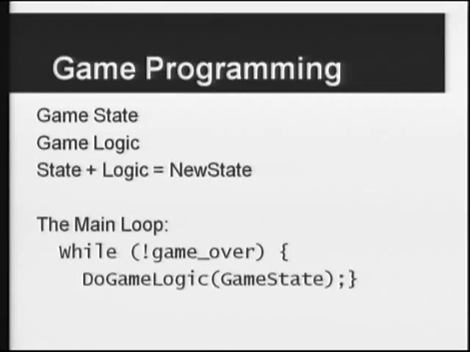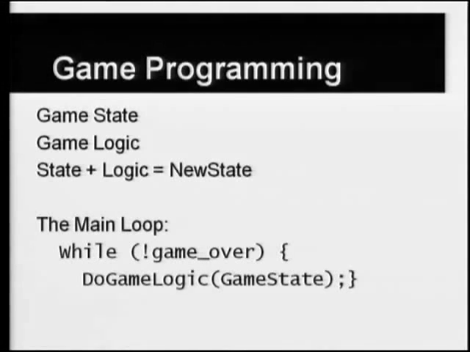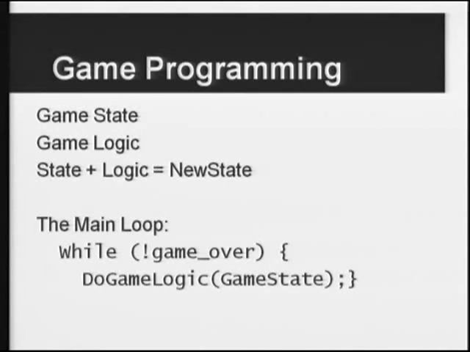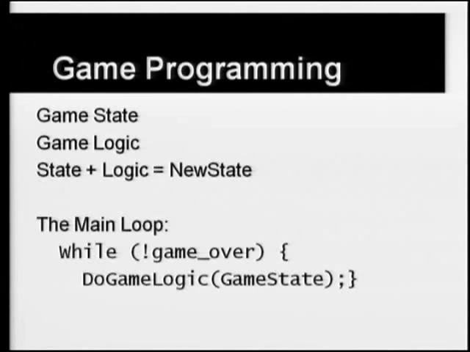So there's a big loop that goes on that controls the game. And it's basically what you see there. It's like while the game is still running, or while the game's not over, it applies the game logic to the current game state and generates the next game state. And this happens typically 30 times, 60 times, 120 times per second, very, very rapidly.